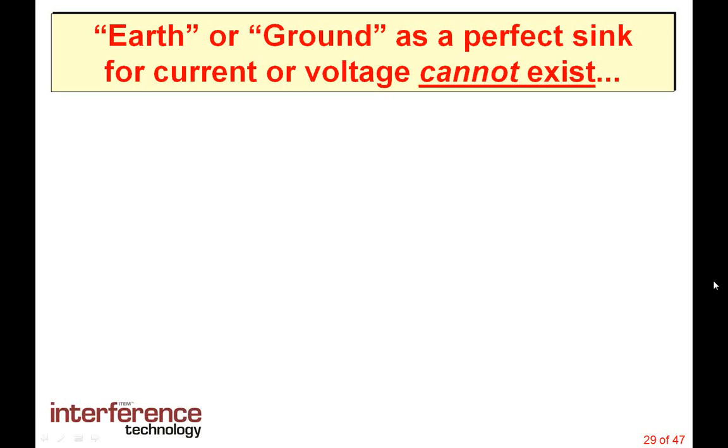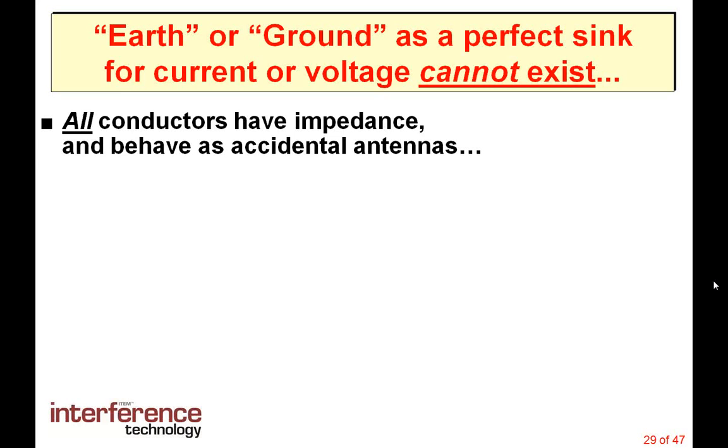Here's the thing. People often talk about earthing or grounding things as if they are some kind of perfect sink for current or voltage, usually for noise. But this can't exist. Never has existed and never will exist. All conductors have impedance, even if you call them earth or ground, so they behave as accidental antennas. So they can't be perfect sinks.